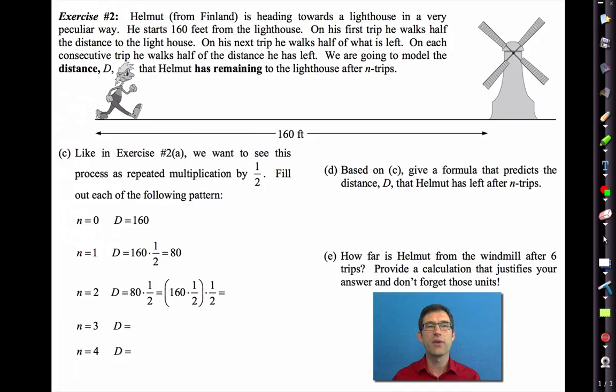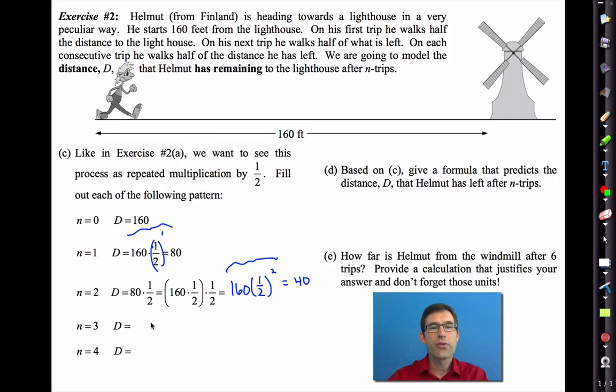So we continue to have Helmut. So like in exercise 2a, what we're going to start to do is to develop a pattern, and it's going to be very, very similar, right? After n trips, we've multiplied 160 by 1/2 0 times. After 1 trip, we've multiplied 160 by 1/2 one time. After 2 trips, we took the 80, multiplied by 1/2, but that was 160 times 1/2 times 1/2, which was 160 times 1/2 squared. Now that ended up being 40, but that's not really the point. What I'm looking for is this.